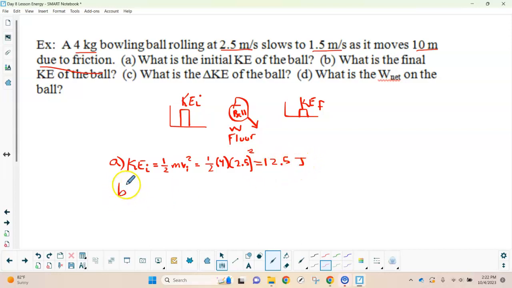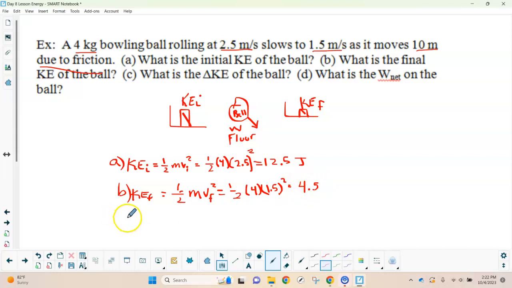For part B, B wants to know what's the final kinetic energy. So we're just doing the individual kinetic energies. So we're figuring out what these numbers are in these boxes. That one's 12.5. This one turns out to be 4.5 when you do it. It's 1/2, m is still the mass, and v final squared this time. So it's 1/2 and 4 and then 1.5 instead of 2.5. That's the only thing that's changed in this expression. It's slowed down. And like I said, if you do that, that's 4.5. So it went from 12.5 to 4.5.